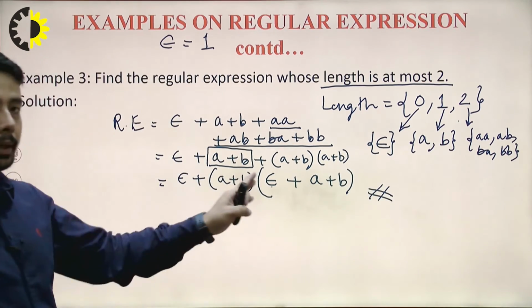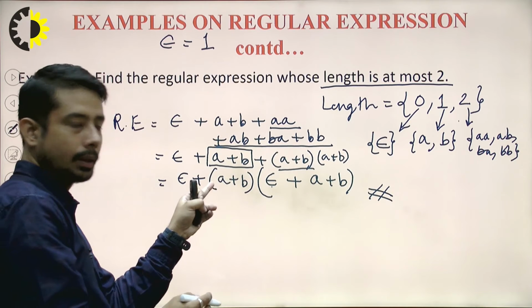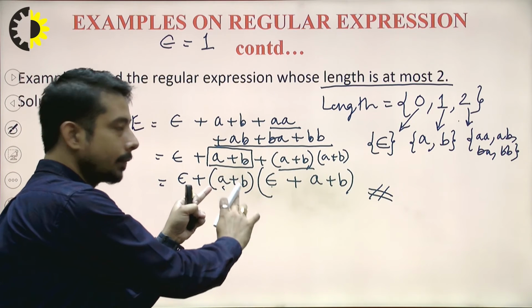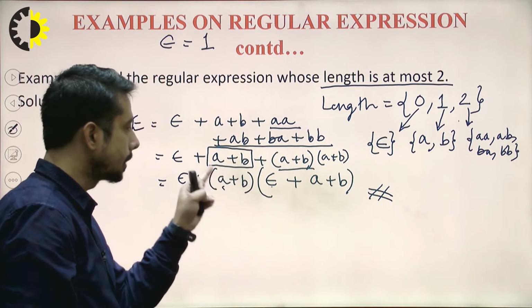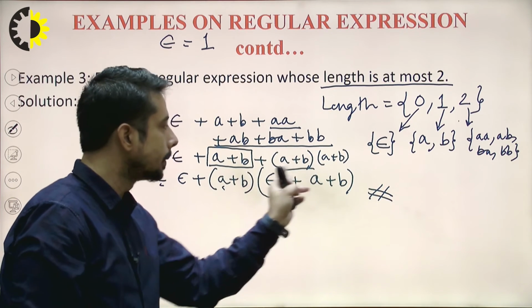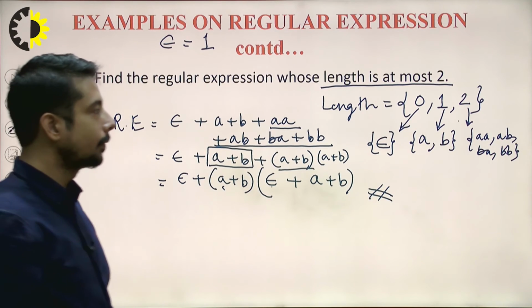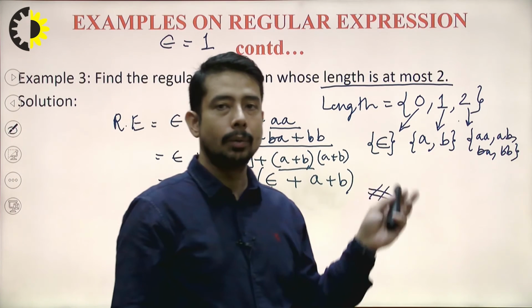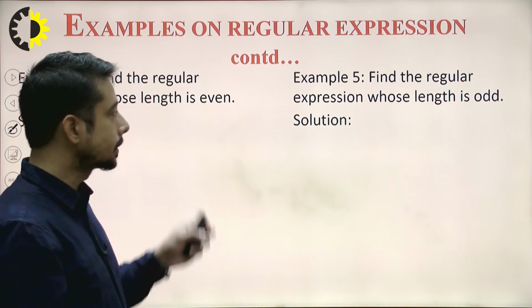I hope it is clear now. Why A plus B? Because this I have already taken as common. Correct? And if I have taken A plus B common, then for this particular part it will be epsilon, because A plus B into 1 is A plus B, plus A plus B into A plus B, if we expand this expression. So this is how we can simplify a particular expression, and I hope this is clear to you all. Okay. Now next comes question number 4.